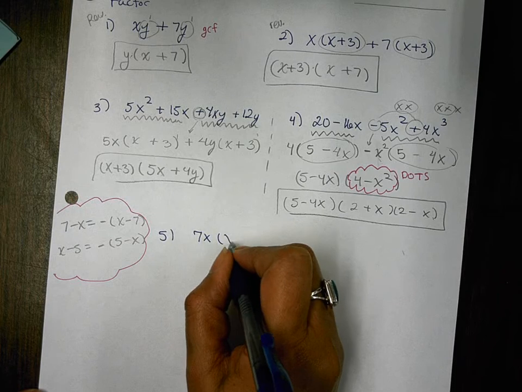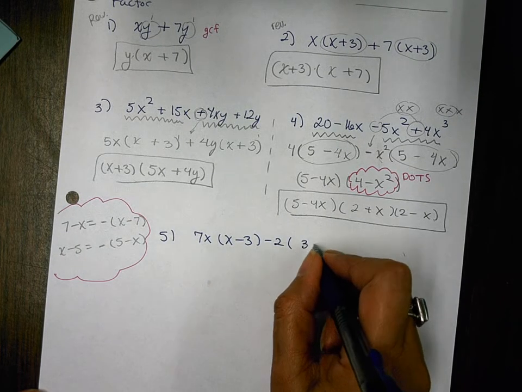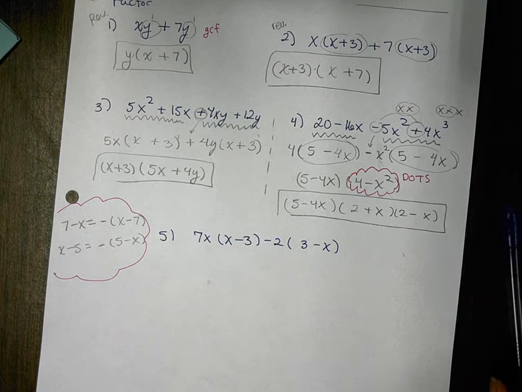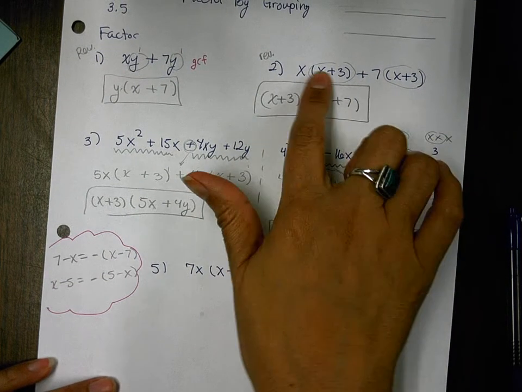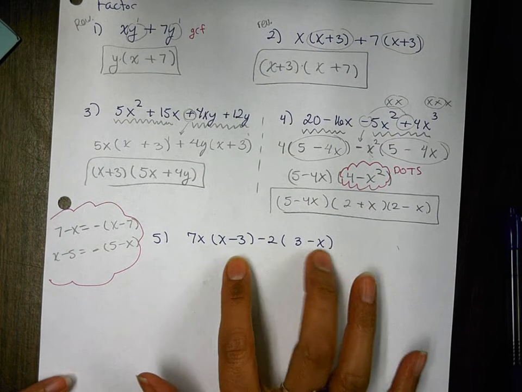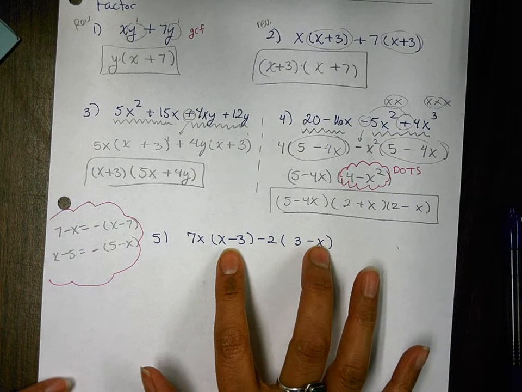7x(x - 3) - 2(3 - x). All right, this one's already part of the way factored for us. So the first step's already been done. It looks like this one up here. The only thing is, hey, wait a minute, those two guys are not the same. What do we do when those two guys are not the same?